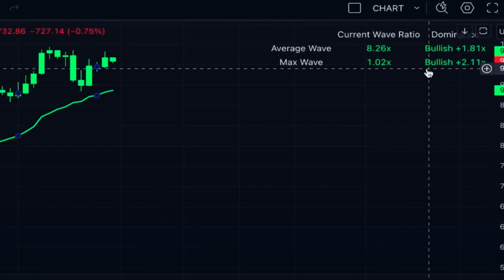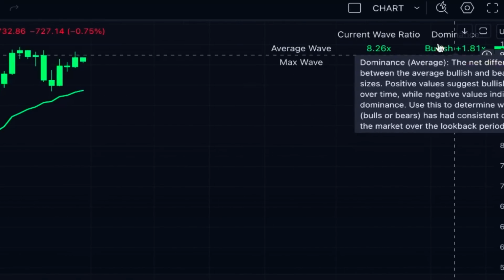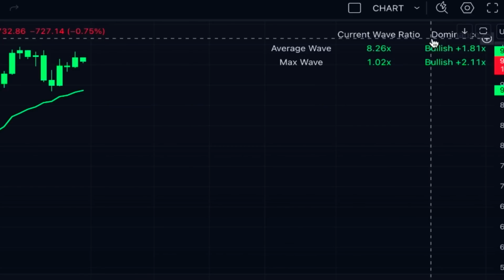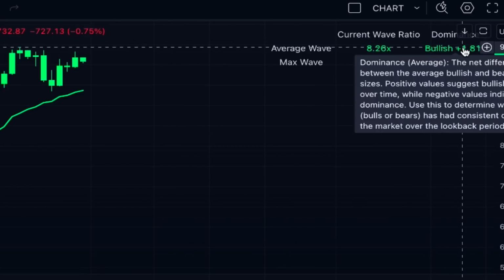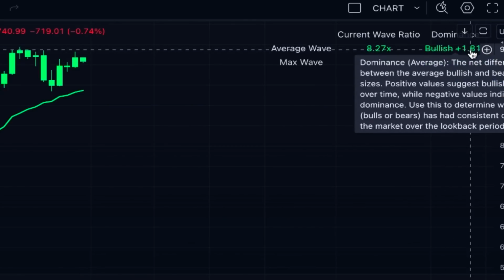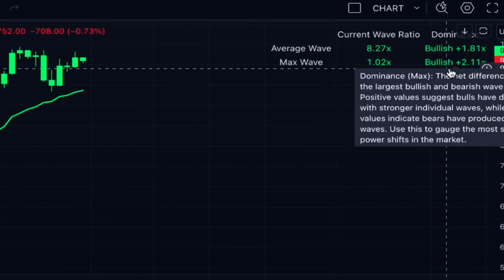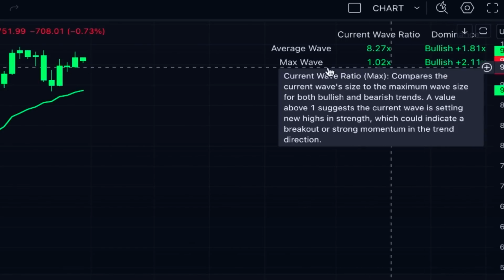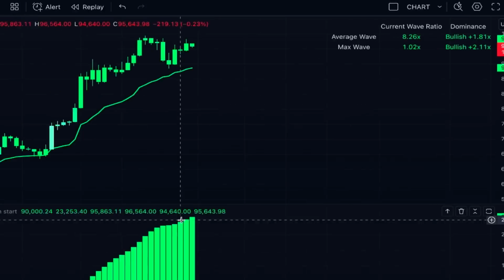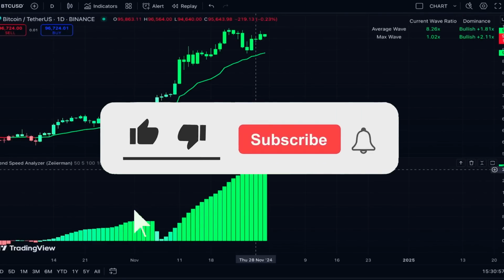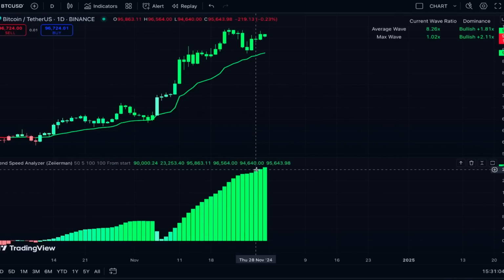Here it gives us information about the dominance of bullish and bearish waves. For example here, since it is positive and above 1, it tells us that bullish waves have been stronger than bearish waves in terms of average size. And here it gives us a measure when comparing the largest movement within the look back period. This indicator is a perfect tool that can effectively help you with analyzing trends and measuring momentum and speed of the price movement, and also potential weaknesses that are happening to trends.